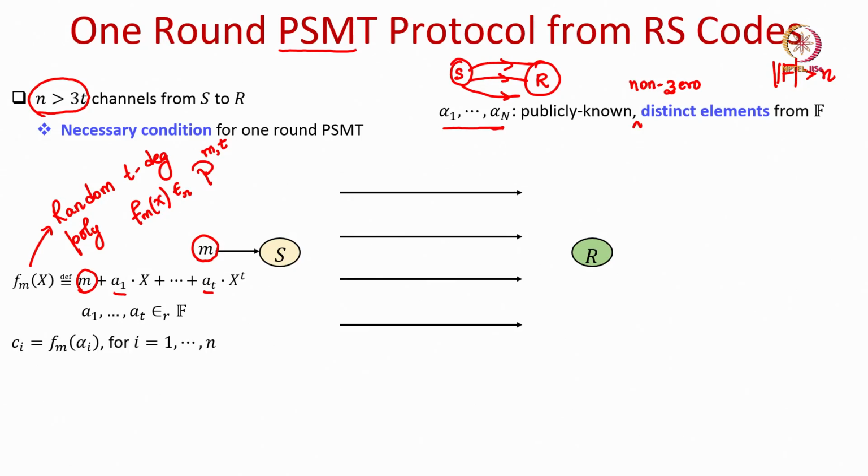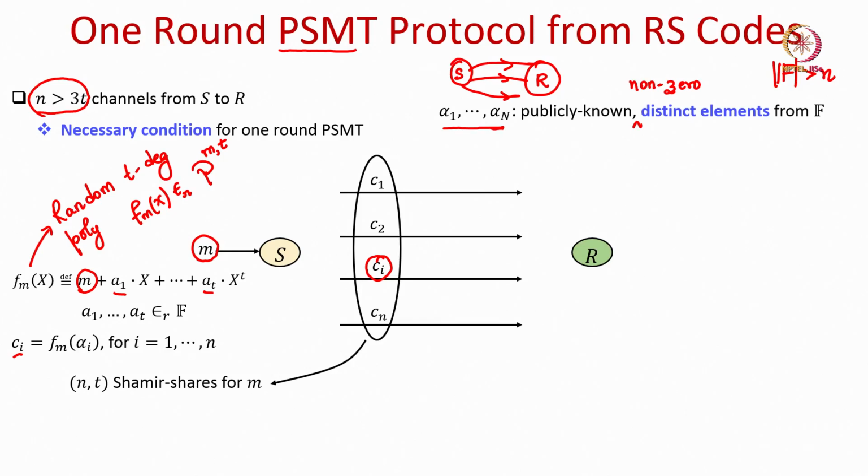And then the sender computes n distinct points on this polynomial by evaluating it at alpha 1 to alpha n. Let the ith point be C i. Now, what does the sender send to the receiver? It sends this vector of values C 1 to C n, where the ith component is communicated over the ith channel.